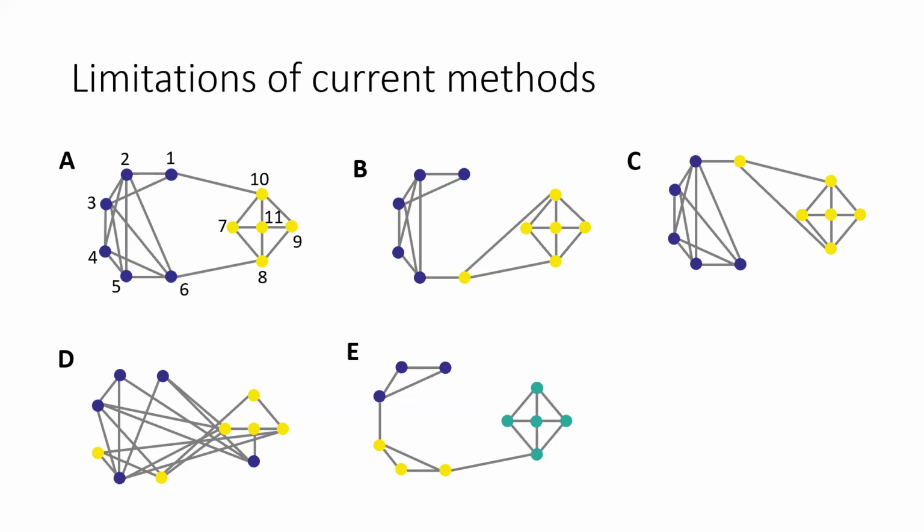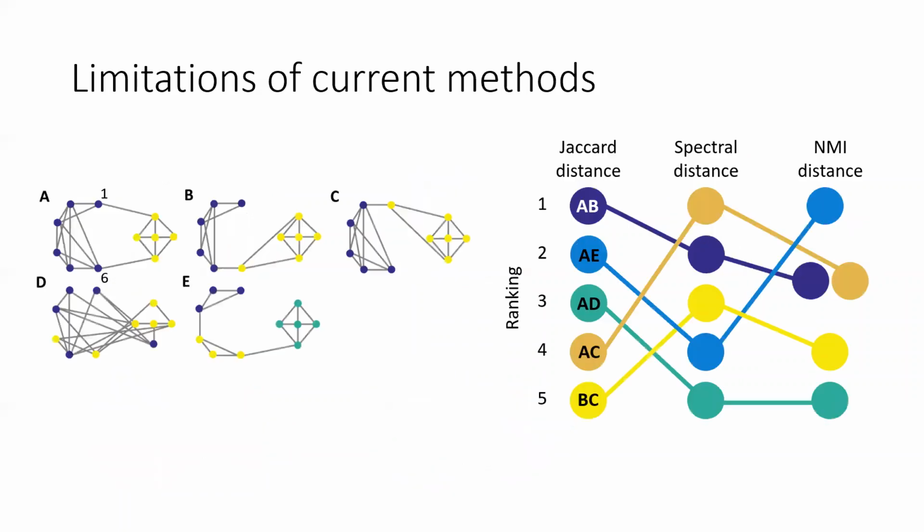Then network D is a network that seems to not really have modular structure. And then network E is specifically a nested version of network A. So it seems like the blue community in A has been split into 2 smaller communities in E. Okay, so we're going to compare A to each of these networks.